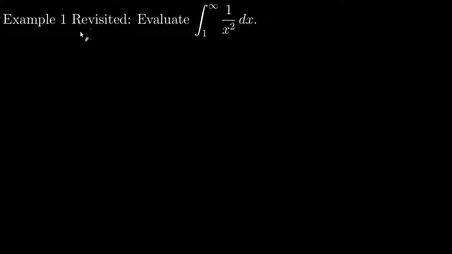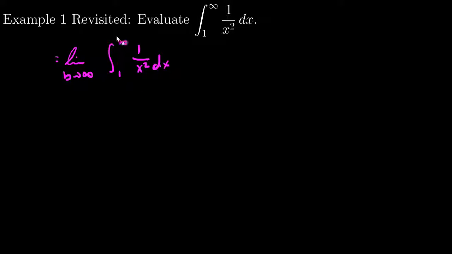Example 1, and this is the same one we saw before, we'll revisit it. I'm going to the integral from 1 to infinity. Now, 1 over x squared behaves nicely everywhere from 1 up to infinity. It's going to be a positive number getting smaller and smaller and smaller, but this infinity is a problem. I can't just take the antiderivative here and expect it to work. So I will rewrite this as the limit as b approaches infinity of the integral from 1 to b of 1 over x squared dx.